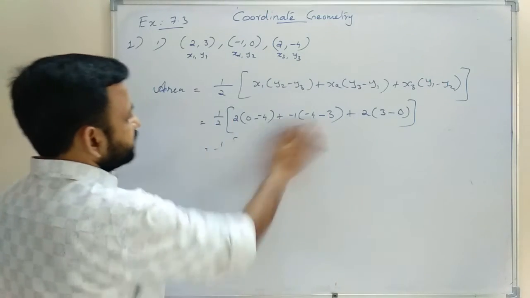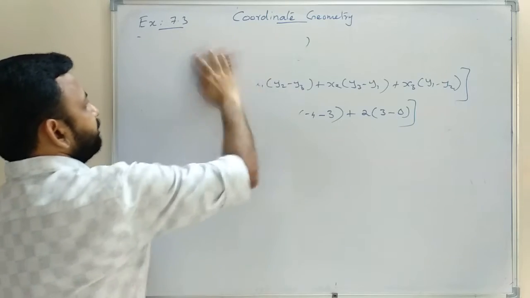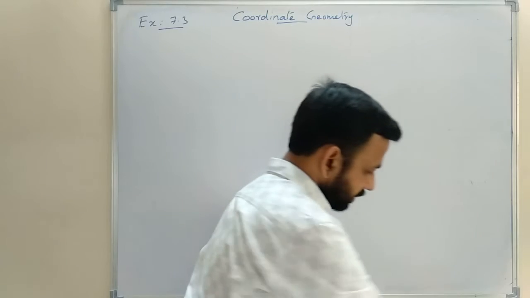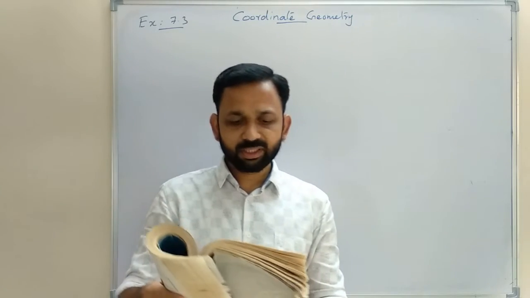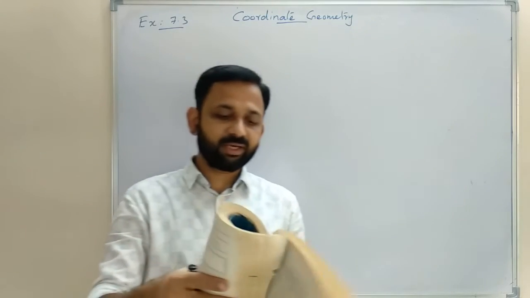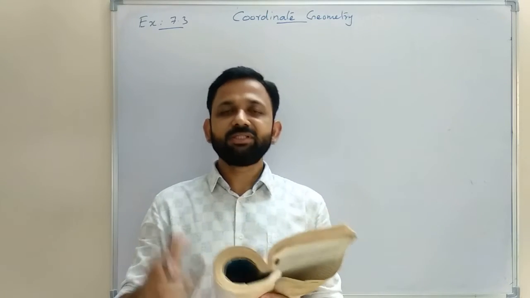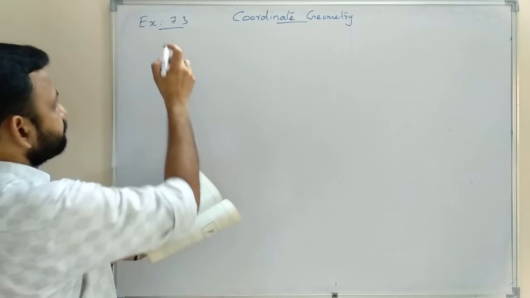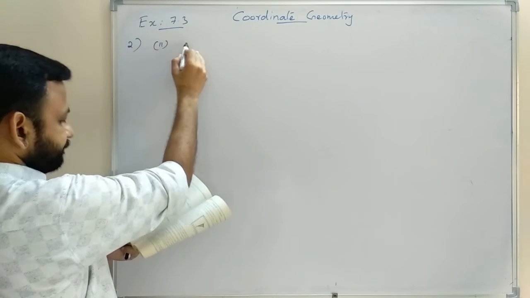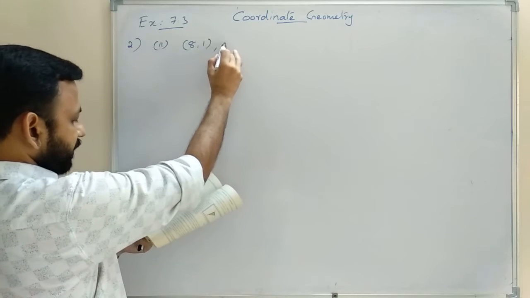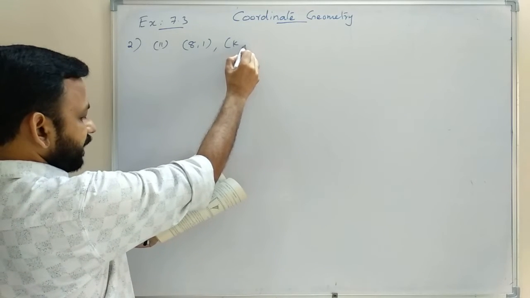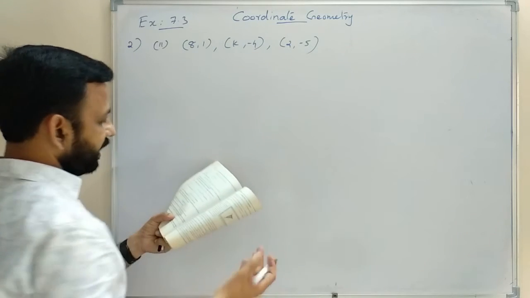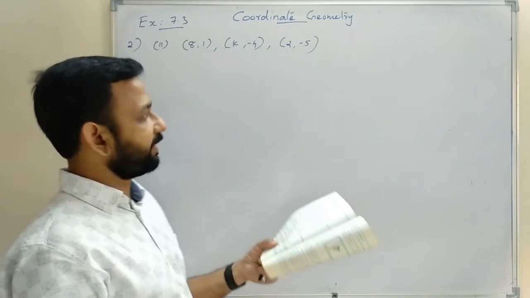Then question number 2, second part you can do by yourself. Same. Now we are going to do second question. Here in each of the following, find the value of k for which the points are collinear. We can do second part. Second question, second part. Ordered pair 8, 1. Ordered pair k, minus 4. Ordered pair 2, minus 5.